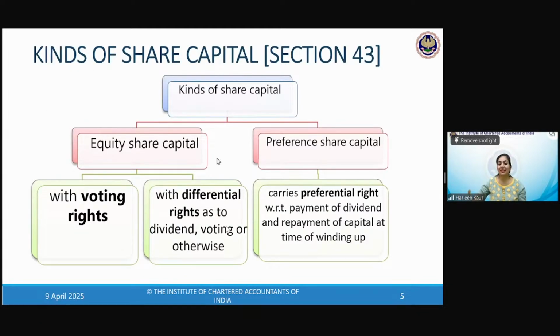After that, we have discussed equity and preference share capital with voting rights, with differential voting rights, and preference share capital are given preference for two important things. Who is going to tell me the first one to answer? For what two things the preference share capital are given the importance for? Payment of dividend and repayment of capital.